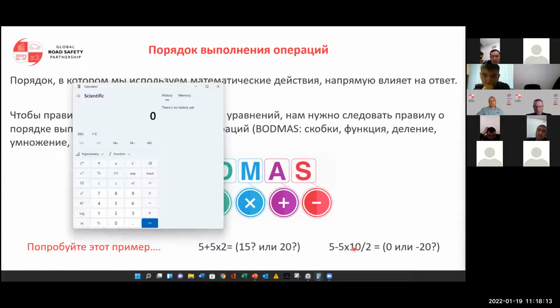0 times 10 is 0. 0 divided by 2 is 0. So we get the answer 0 if we just go straight through from left to right.